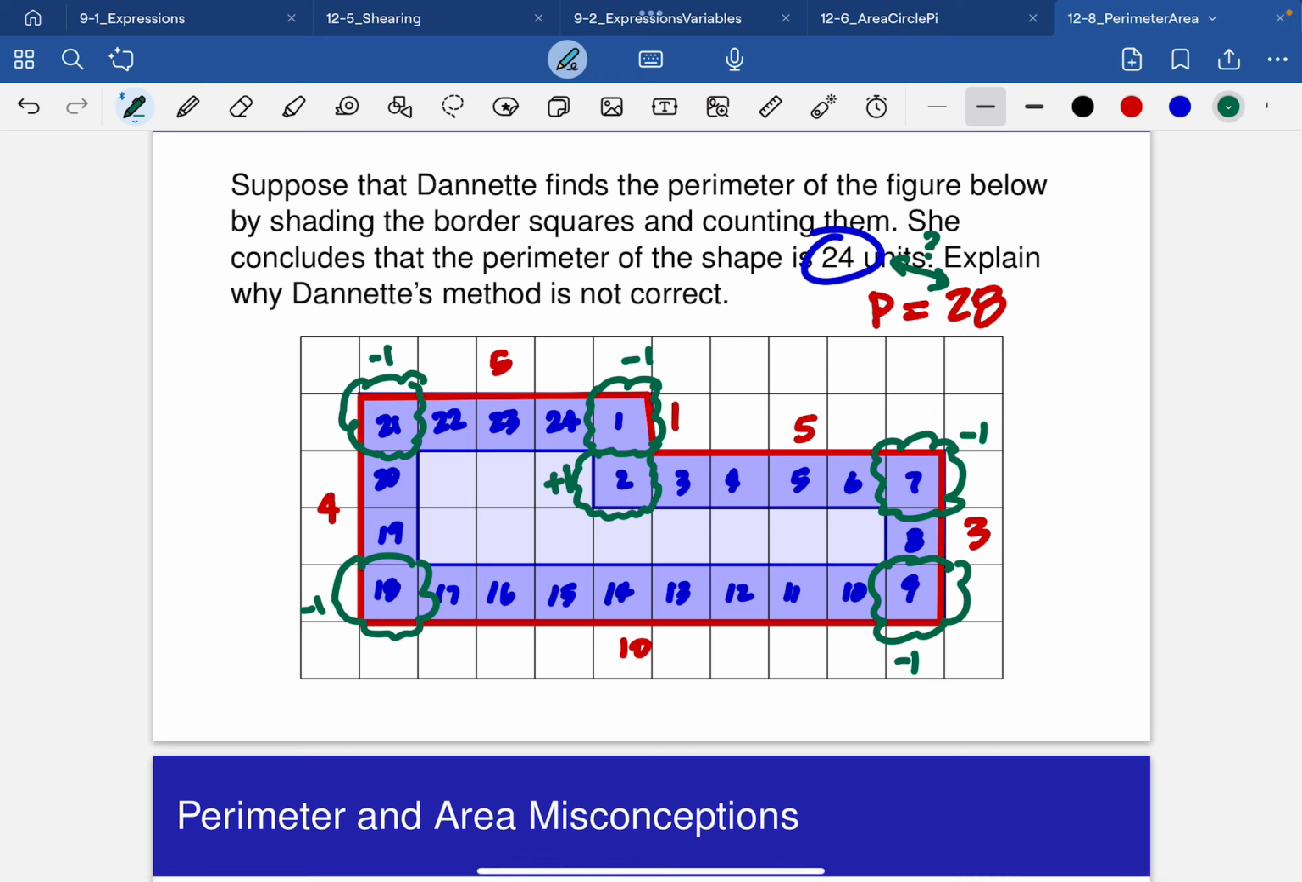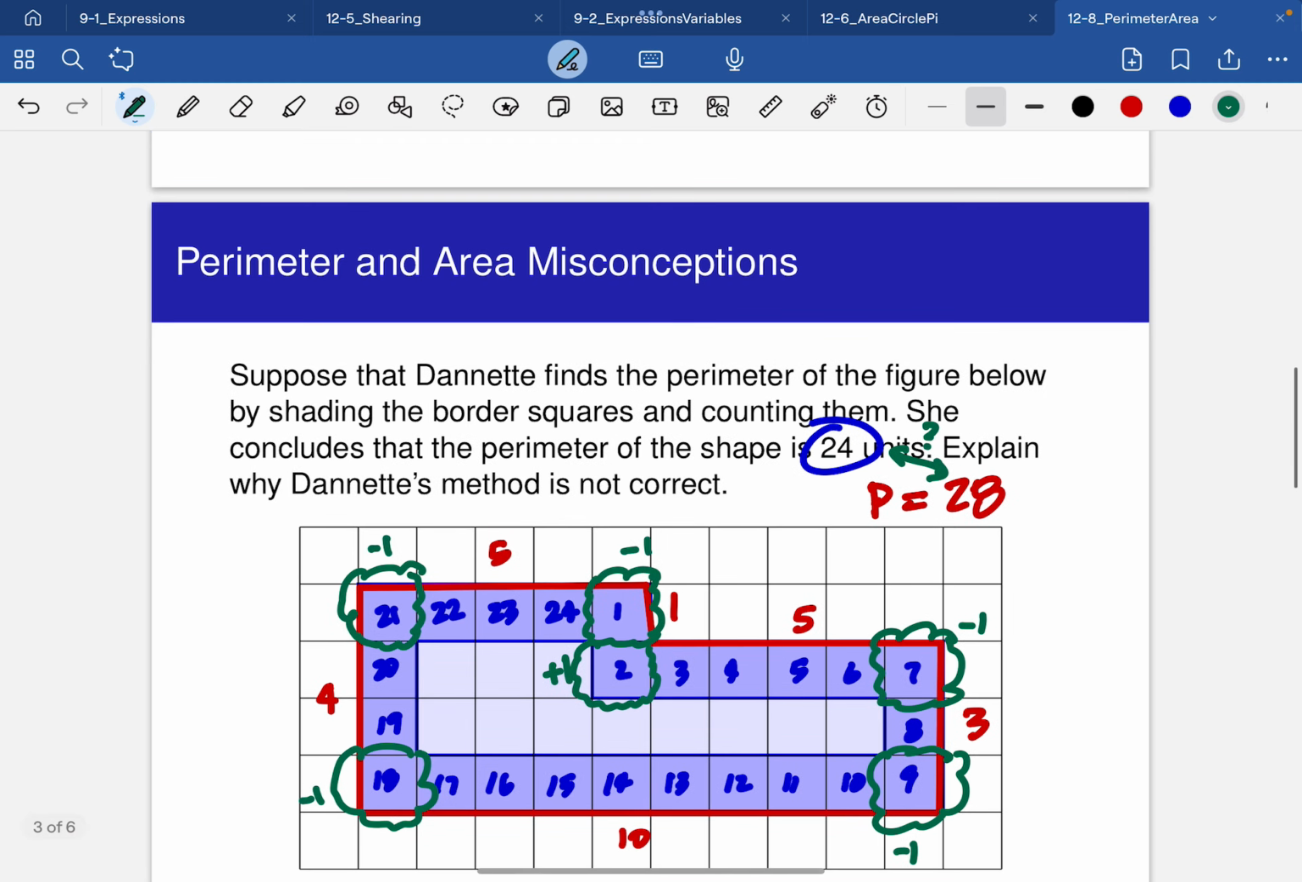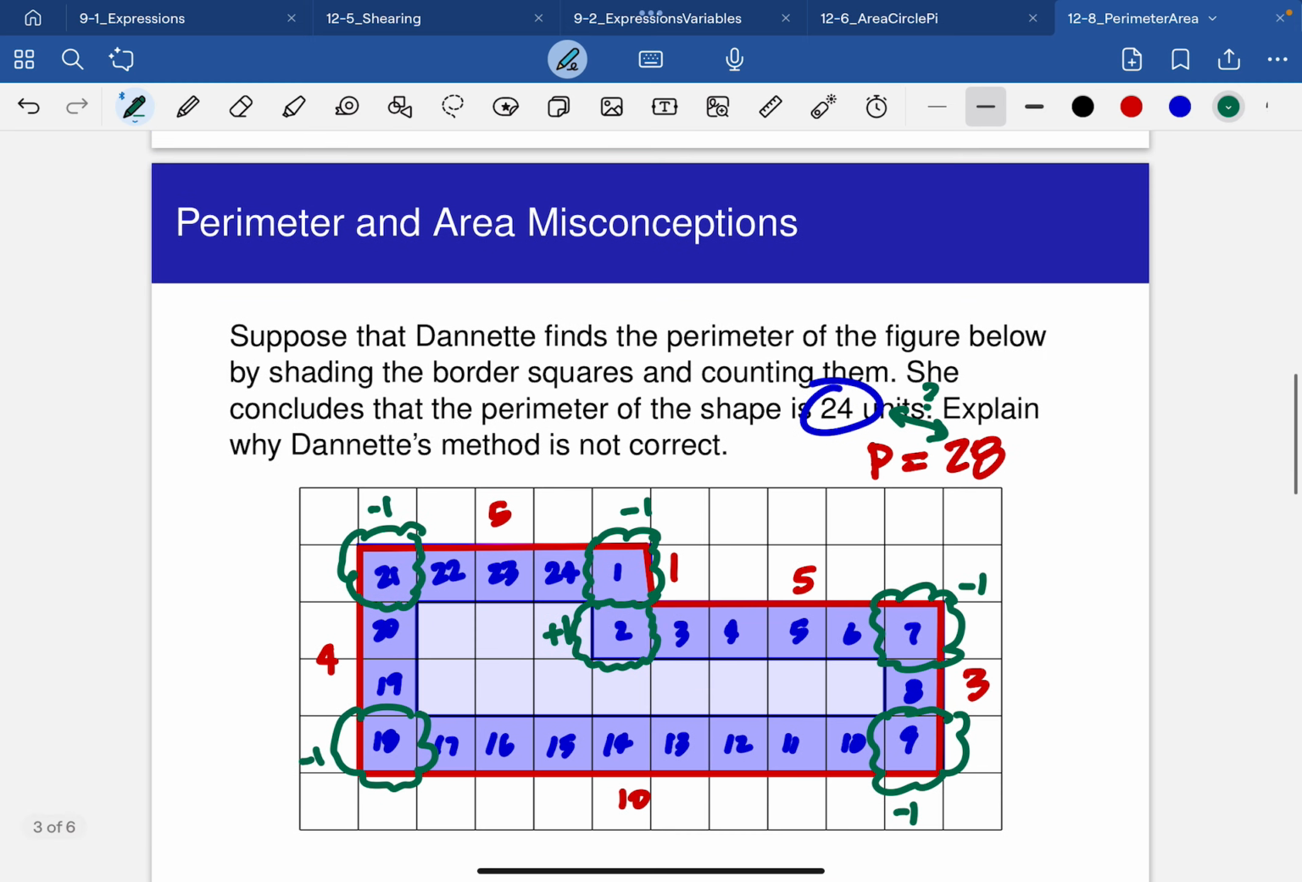The whole point of this activity is that perimeter is interesting in the sense that students often want to count squares along the edge, and it makes sense. They think of them as borders. They're trying to make sense of the object, but it doesn't work because the corners lead to either under or over counts, depending on whether they're inside corners or outside corners. I hope that makes sense. This is a common misconception about perimeter.